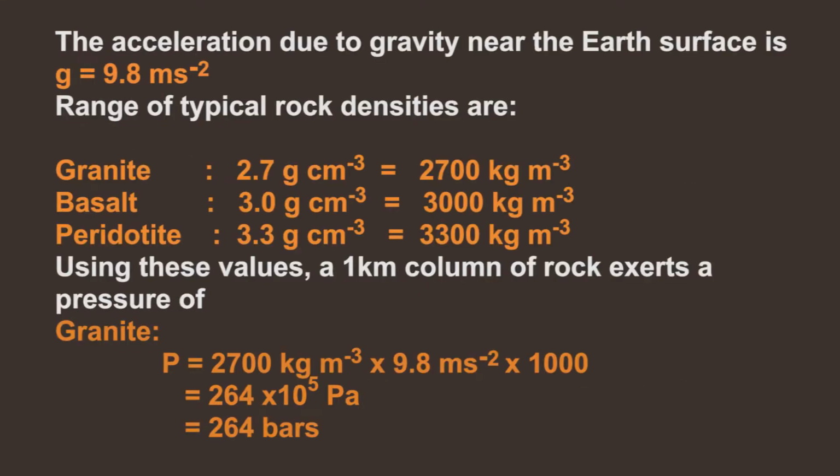The acceleration due to gravity near the Earth's surface is g equal to 9.8 meter per second square, and the range of typical rock densities are granite 2.7 gram per centimeter cube, basalt 3.0 gram per centimeter cube and peridotite 3.3 gram per centimeter cube. Using these values, a 1 kilometer column of granite exerts a pressure of nearly 264 bars.